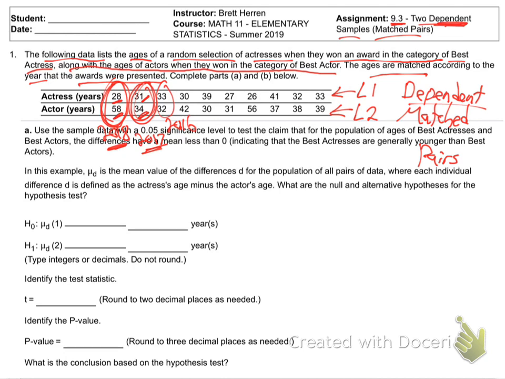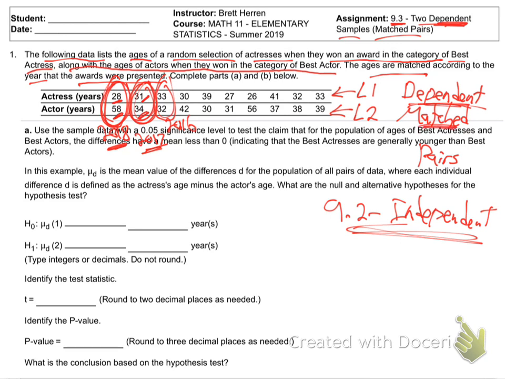They're not independent like the last section. 9.2 was independent. That would just be if you grabbed, like 10 actors and 10 actresses at random from all different years, not matching them up at all. That would be independent, two totally independent groups. And then you answered some questions about it. But now we're matching them year by year. These are two dependent data lists. They're matched pairs. Okay, so you'll need to recognize that on exam number 4. I think you can spot it pretty easy. They're clearly all matched up.